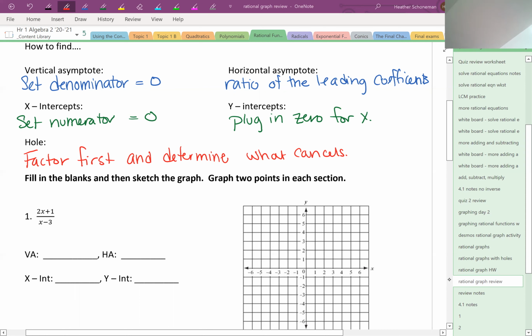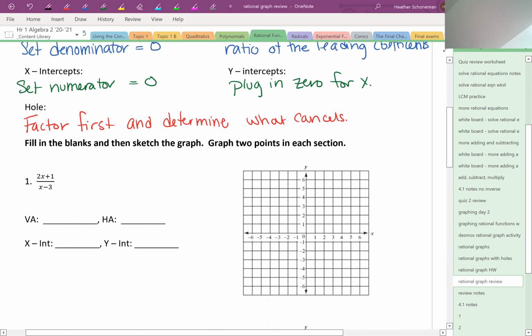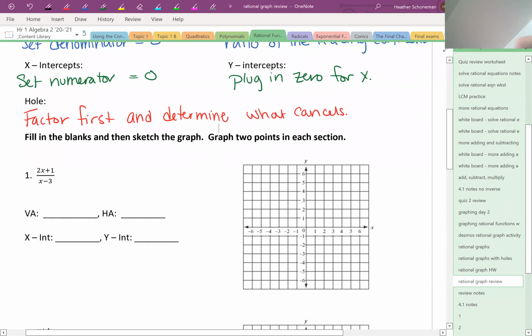So let's start with some of the rational graphs. Let's look at the first one. So the vertical asymptote, we're setting the bottom equal to 0. So I have x minus 3 equals 0. And I've said it before, but I'll say it again. I am showing my work on these so you know where I'm getting the numbers. But if you can do this without work, that's even better. So my vertical asymptote will be x equals positive 3.